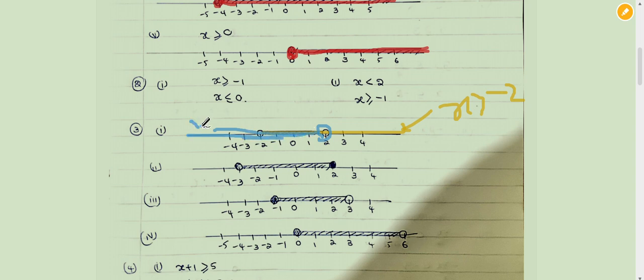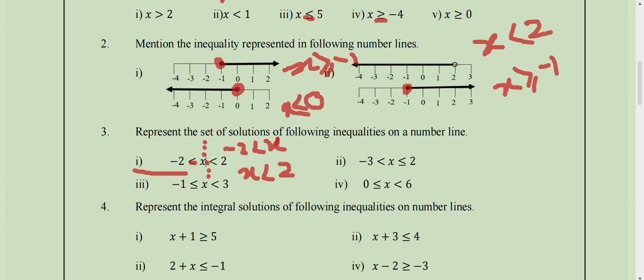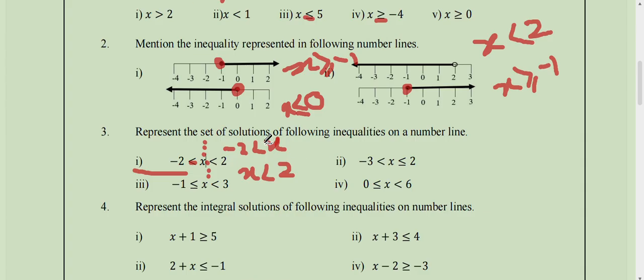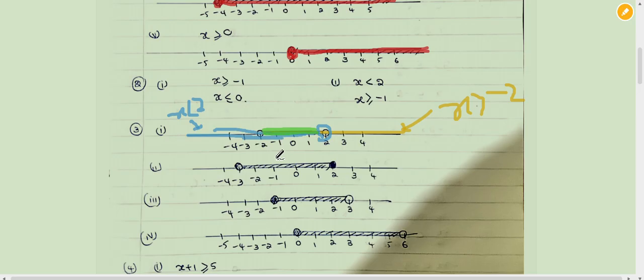This is what? X is less than positive 2. Now you can understand what the two intersecting point of this color, this region, right? This region we can take as the solution. But there is no equal sign, right? So you don't have to shade this circle.